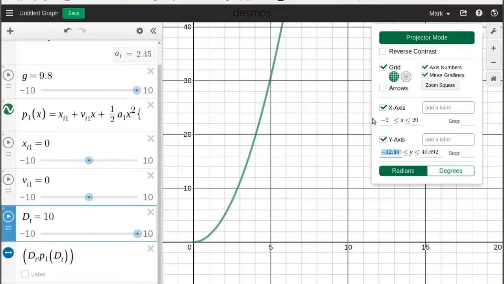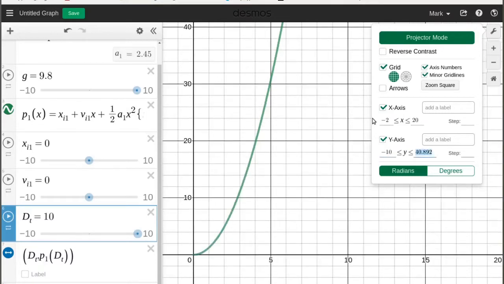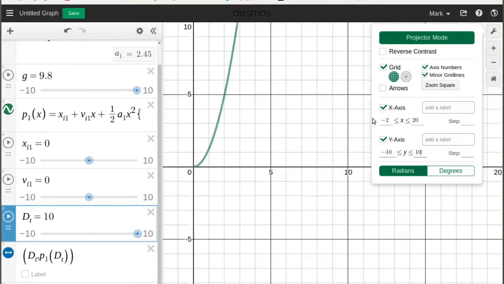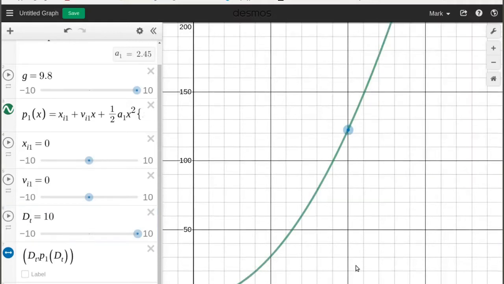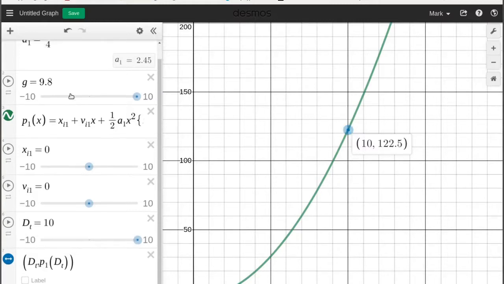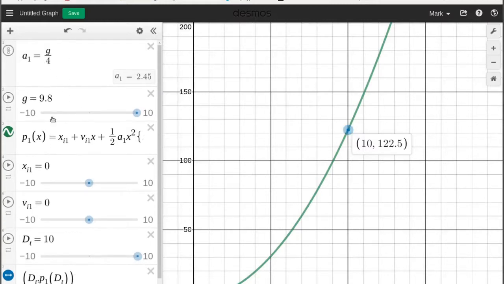And then I want the y-axis to go up to, let's see how high I need to go, -10 up to 100. Is that high enough? Nope. 200. There we go. Great. We can see that after 10 seconds, that balloon is 122.5 meters in the air, given the acceleration of g over 4 and the initial position and initial velocity. That's great.